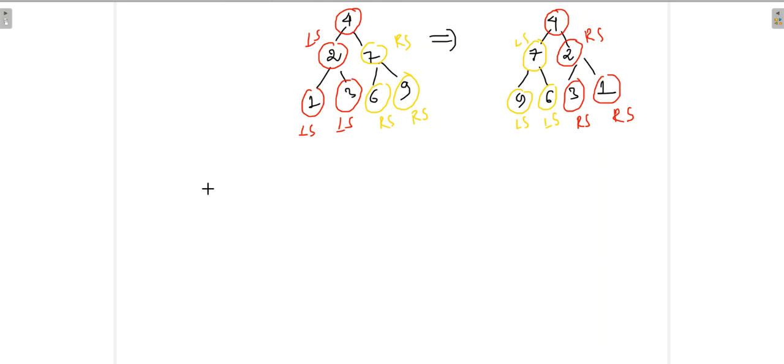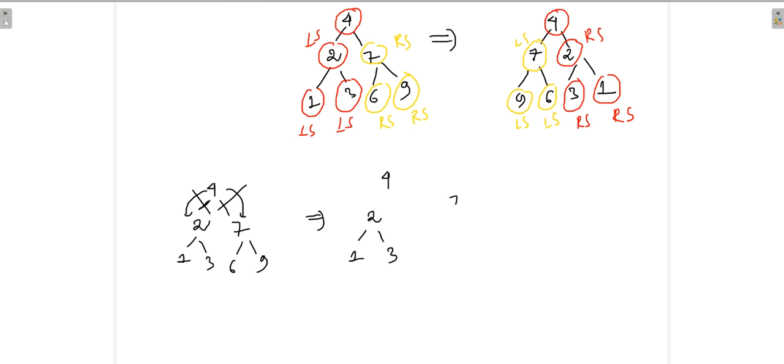So let me draw the tree here. 4271369. Correct? Now see, these are the pointers. 4 has its left child pointing to 2 and its right child pointing to 7. Let me cut them. Now what is happening? After cutting these two pointers, the root of the tree 4, the entire left subtree of 4 (2, 1, 3), and 7, 6, 9 are getting isolated. Now we have 3 isolated entities.